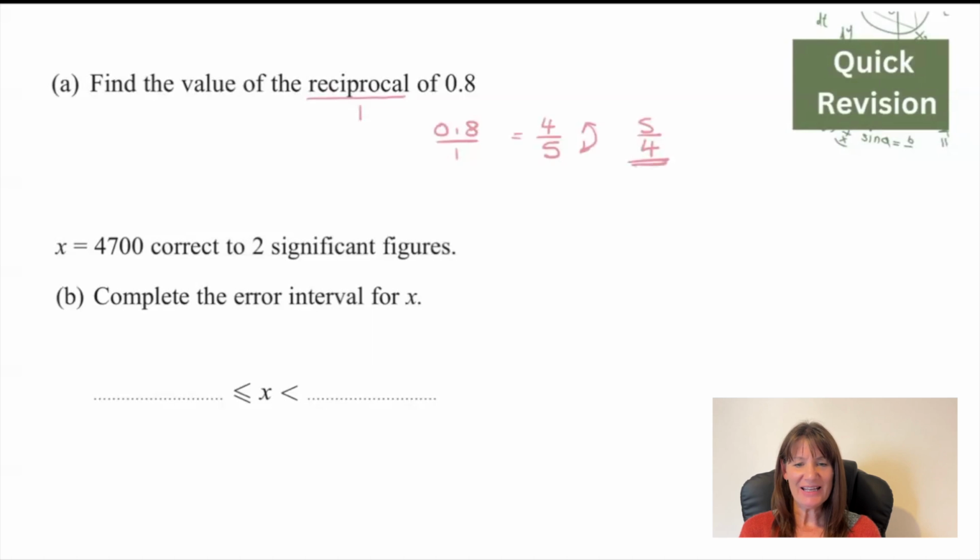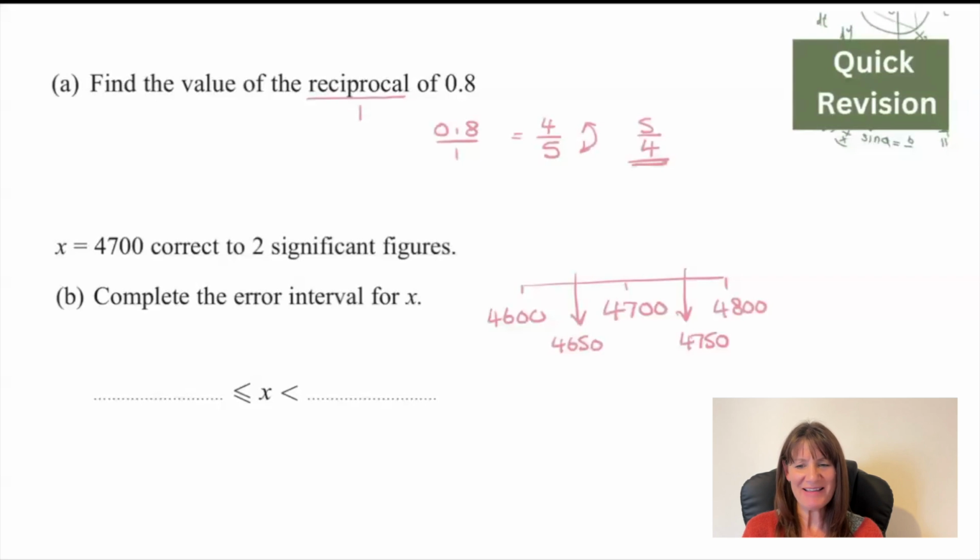Now, the next part is an error interval. It's to 2 significant figures. We need to put that on a number line. Now, because it is 2 significant figures, we've got 2 zeros. So our number line will have 2 zeros. We're going to grow up that number line, and then we're going to find the midpoint. And it is the midpoint that is the values we want to put on the answer line.